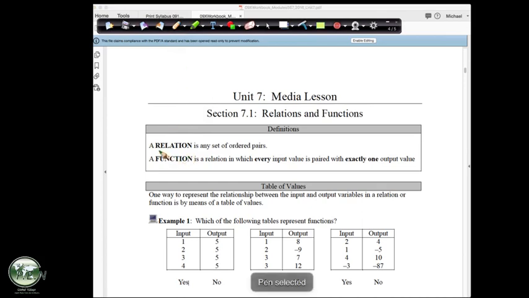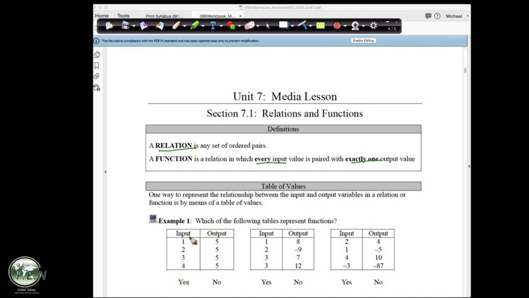So again, here's a relation: it really is any set of ordered pairs, talking about math. And a function, every input is paired with exactly one output. So kind of similar to what I just wrote up there. Okay. So then we'll look at these examples.